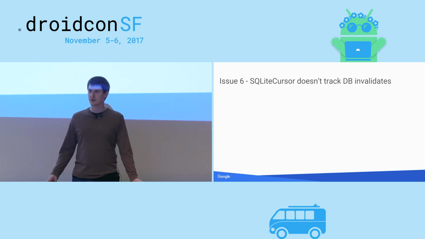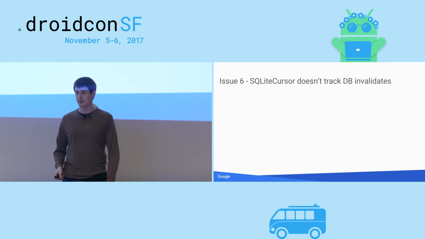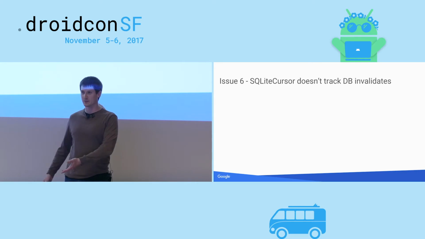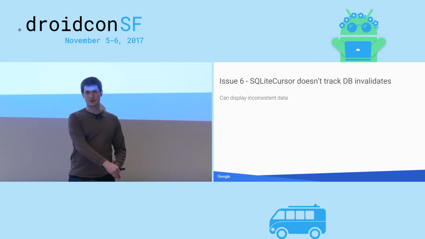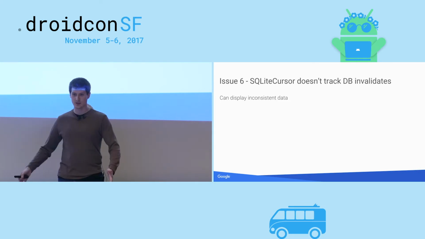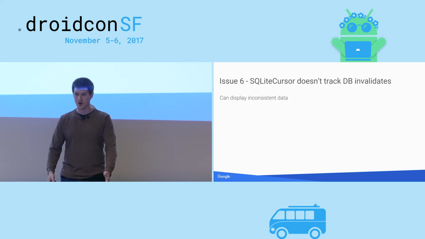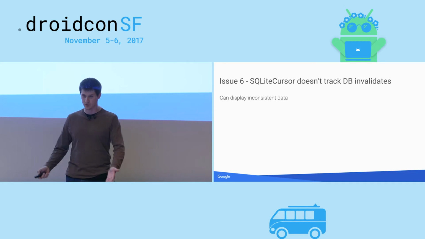And another issue that we have to worry about with SQLiteCursor is the fact that it doesn't track database invalidates. And because cursor adapter is such a thin wrapper around it, this is particularly surprising if you've got a list view bound to your cursor. You expect it to keep loading data, but then, surprise, you get inconsistent data because an insert happens, more data comes in, and you see the same row twice, or you see a row missing or whatnot. Now, we can work around this on the Room side, but it's just something to be aware of if you're using cursor directly.